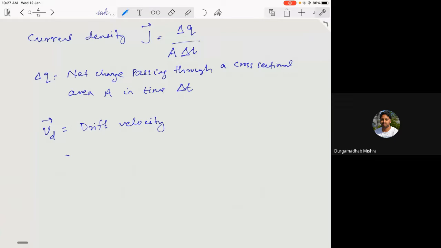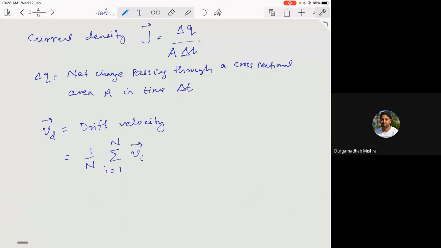If we have n electrons per unit volume, you sum over all the electron instantaneous velocities, and then you average over all the n electrons, and you get an average velocity. That is what we call the drift velocity. Some electrons will move faster compared to this drift velocity, some electrons will move slower, but on average you have a drift velocity v_d.